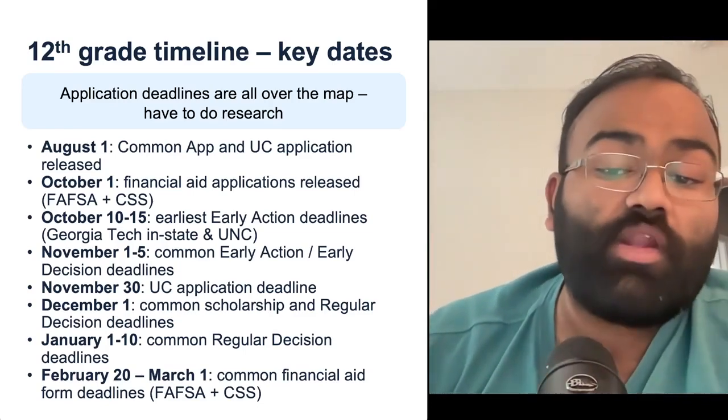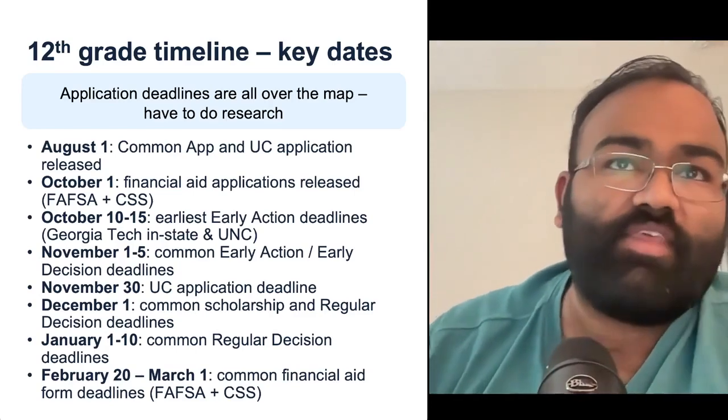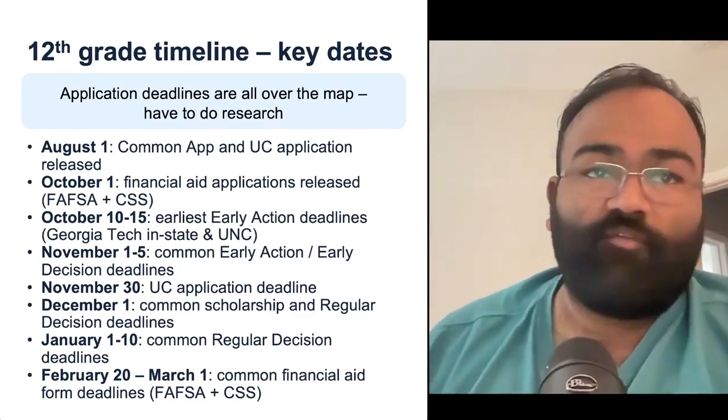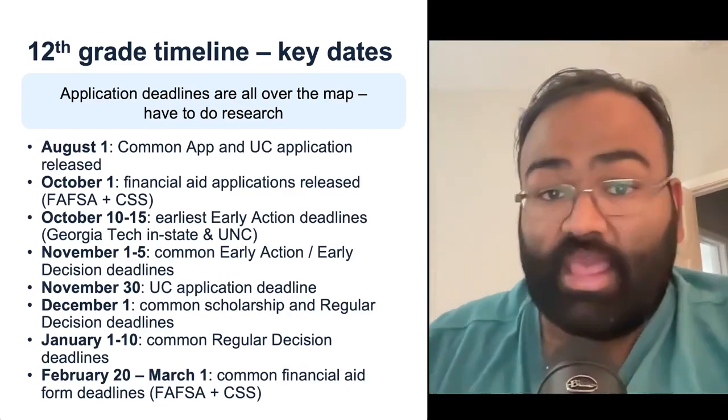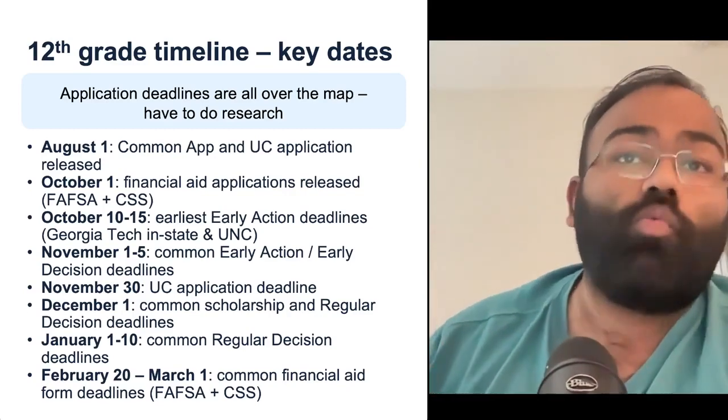And then February 20th to March 1st are commonly the sort of endpoint of financial aid deadlines. But financial aid deadlines are even more over the map than application deadlines. So that's something that, again, if you're applying for financial aid, you're going to want to make sure that you're aware of that.